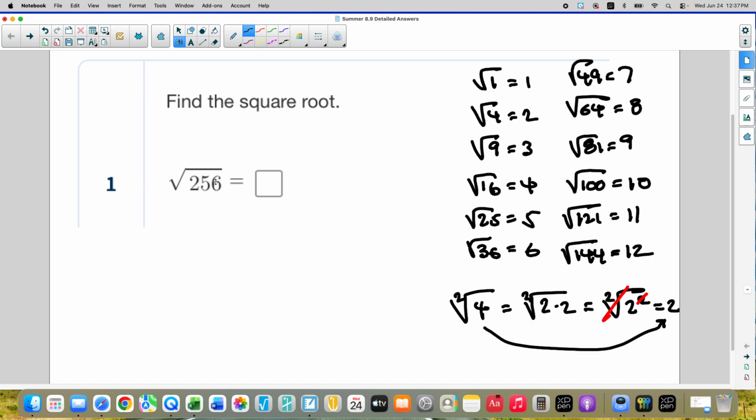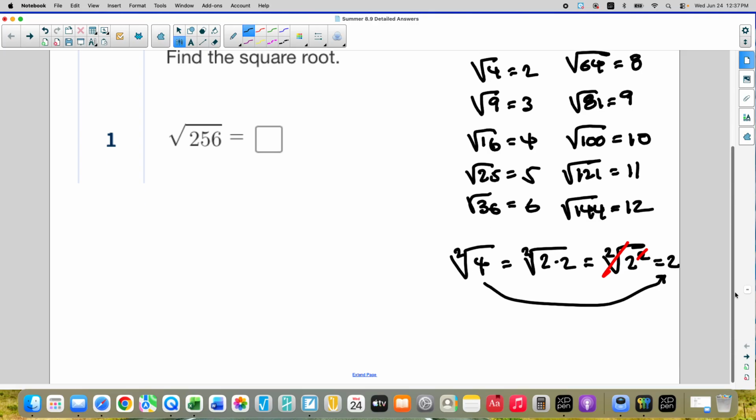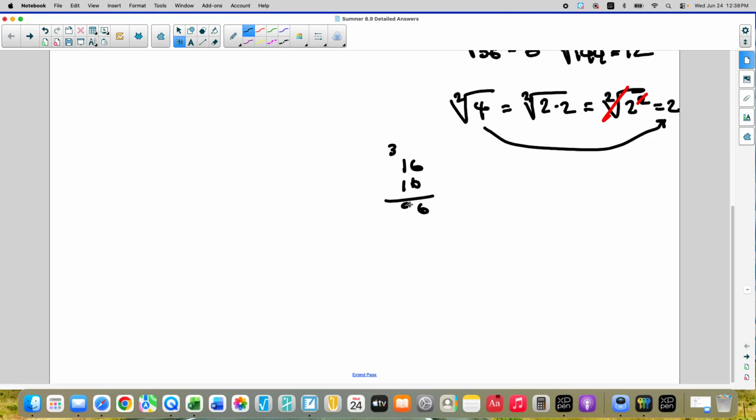So 256 is not one that a lot of students remember. I think it might be, what is it, 16? 16 times 16. It's 36, that is 9, that is 6, that is 1, 6, 5, 256. Is that my number? 256?